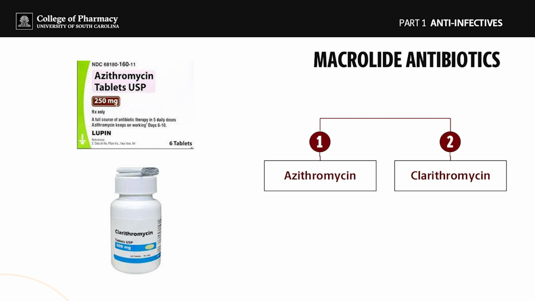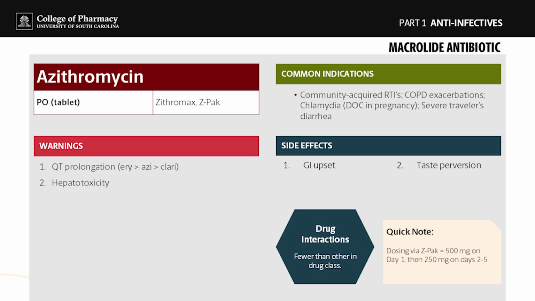Now let's move into our macrolides, Azithromycin and Clarithromycin. Notice they have the similar last part, omycin, mycins, okay? Macrolides, mycin, macrolides, M&M. Azithromycin's brand name is Zithromax or Z-Pak. The common indication is community-acquired respiratory infections and COPD exacerbations. Also, chlamydia. The drug of choice in pregnancy is Zithromax, and severe traveler's diarrhea.